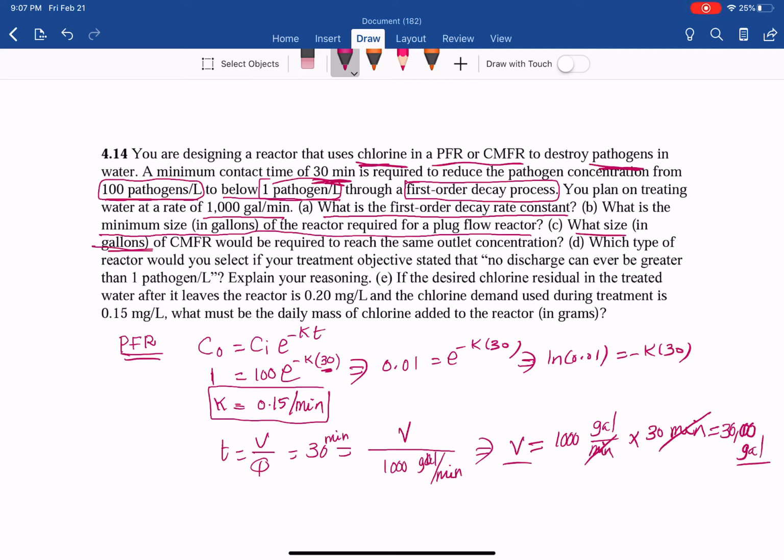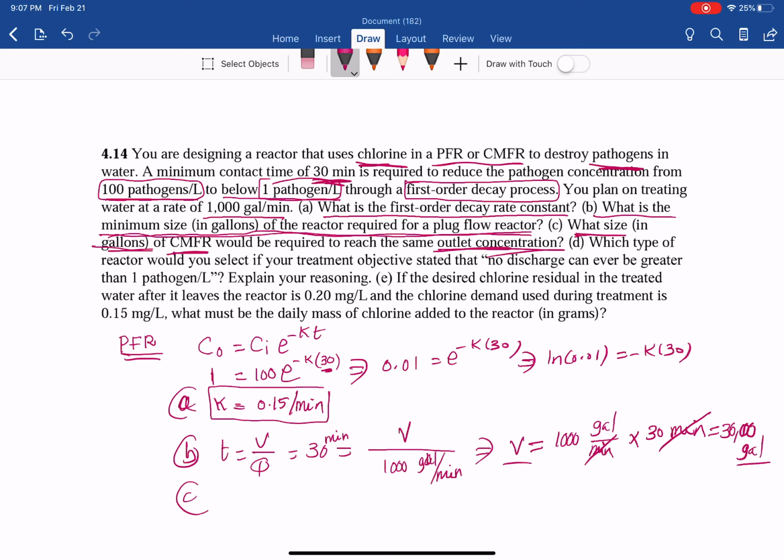Okay, we finished what is the first order decay rate. What is the minimum size in gallons of the reactor required for the plug flow reactor? Now see, this is B. This is A. Let's see C. What size in gallons of CMFR would be required to reach the same outlet concentration?